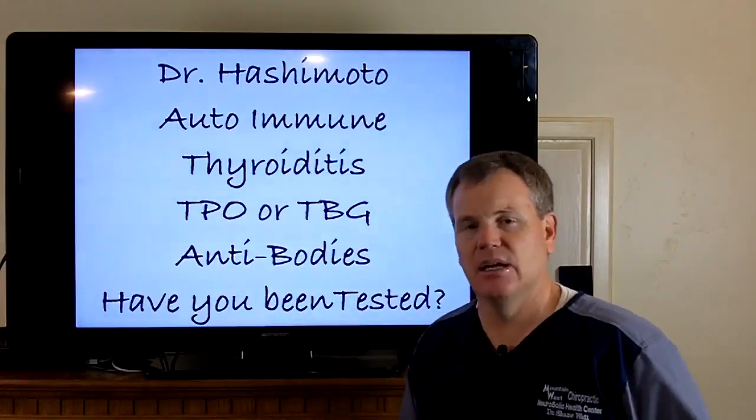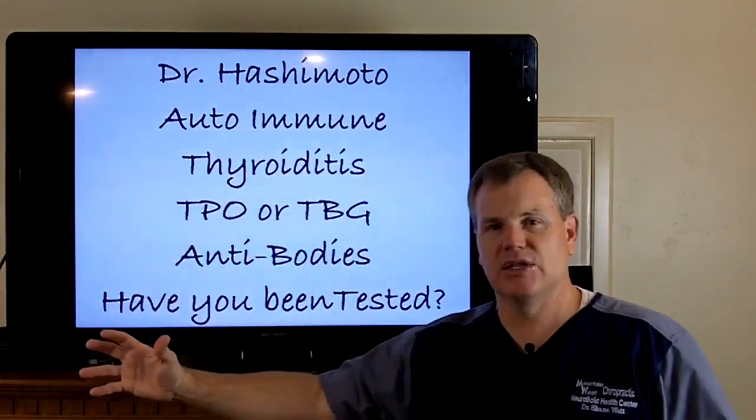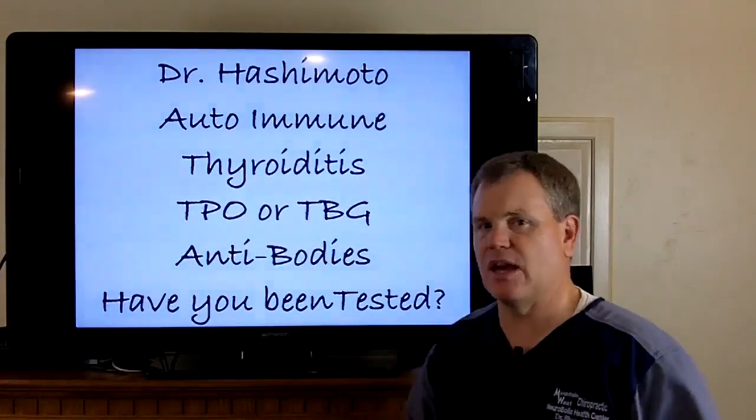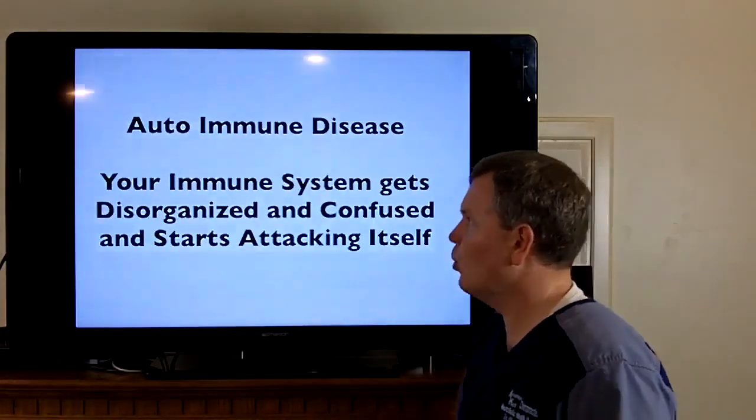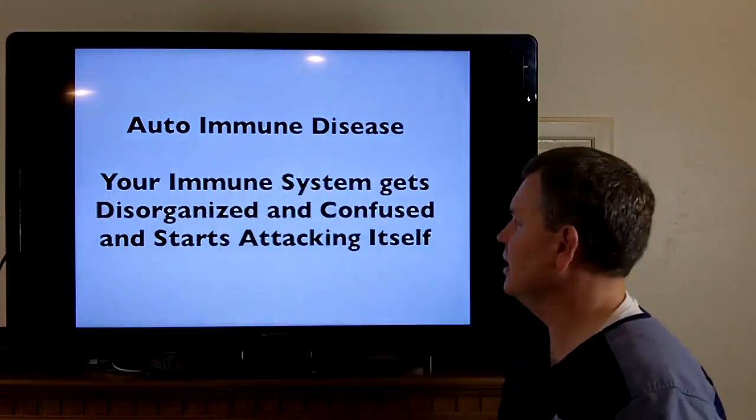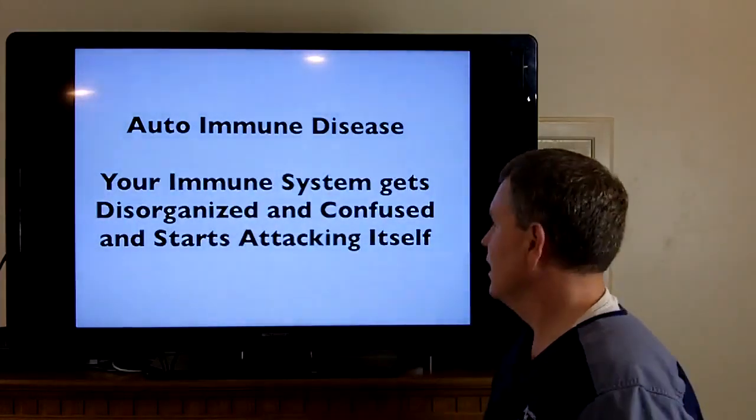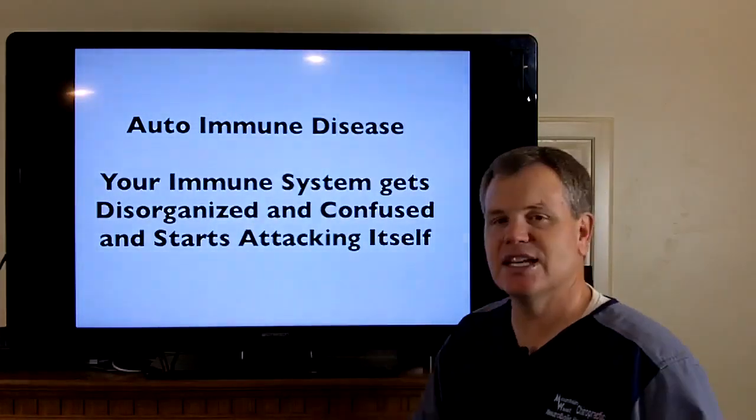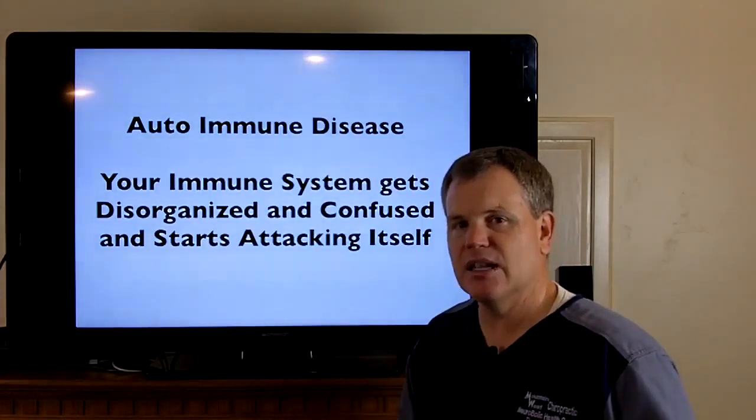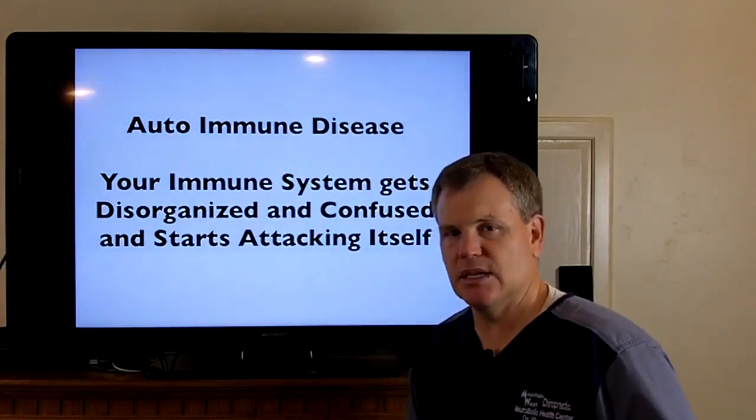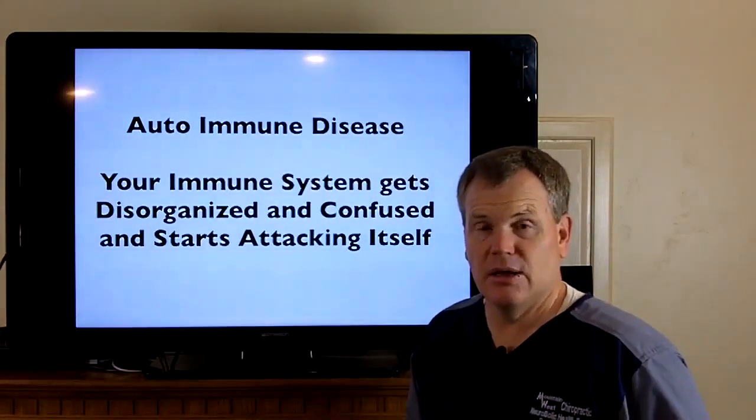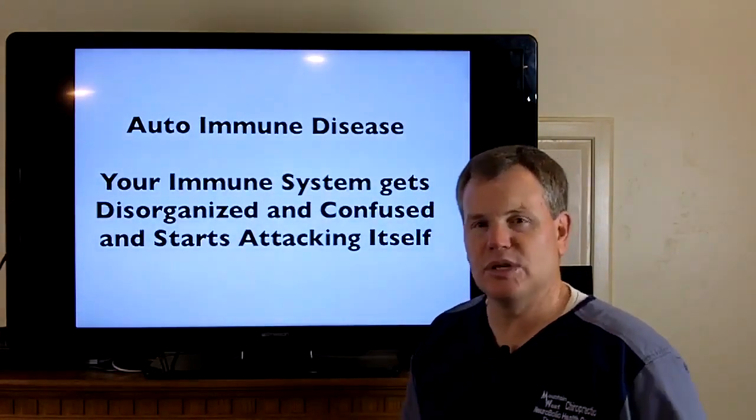What does that mean? Well, an autoimmune condition is drastically different than just a thyroid condition. We're going to go into that in great detail here. So what is an autoimmune condition? Autoimmune is when your body's system gets disorganized, it gets confused, and it starts attacking itself. So think about that. Your body's immune system gets disorganized, confused, and starts attacking itself. Now, that's not good, but that is what autoimmune diseases are.